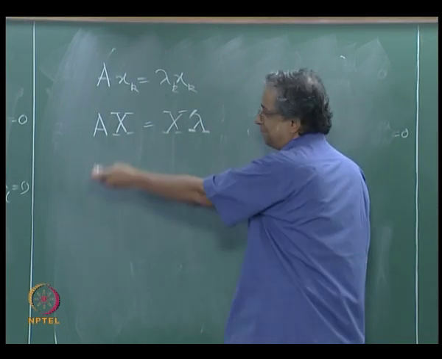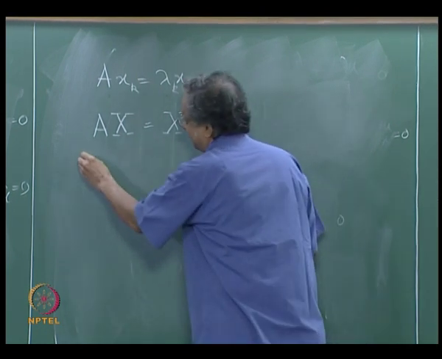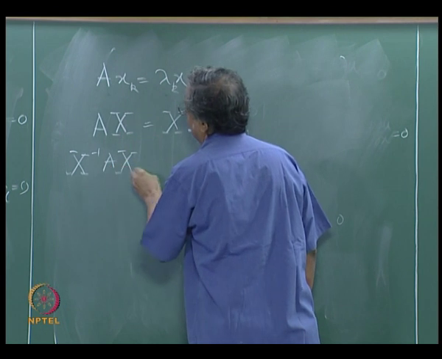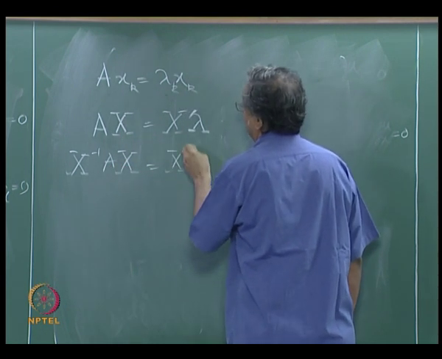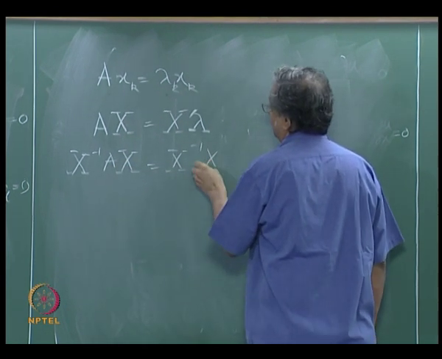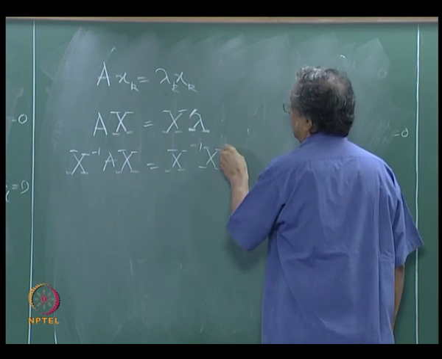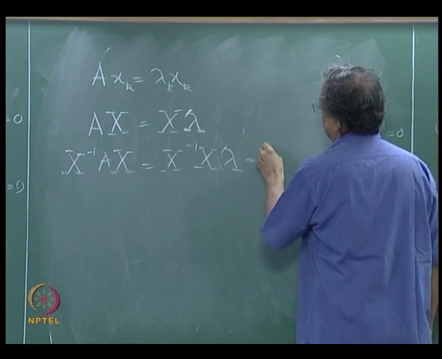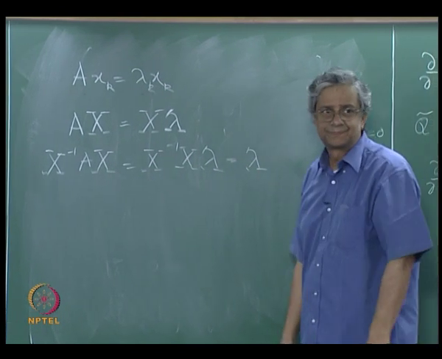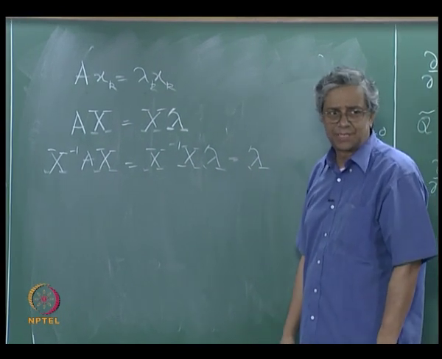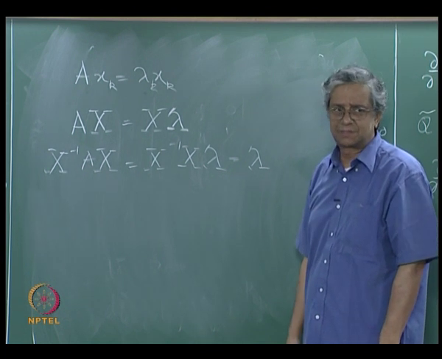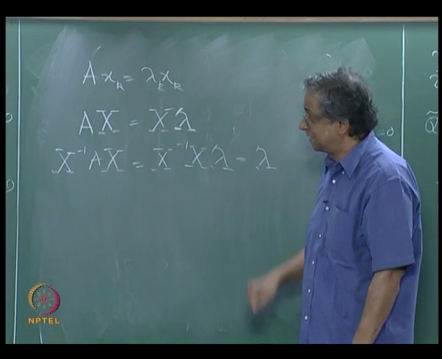Okay, so if I were to multiply through by X inverse, which equals lambda. So such a transformation exists. You can actually diagonalize. Is that fine? Such a transformation exists, you can actually diagonalize.